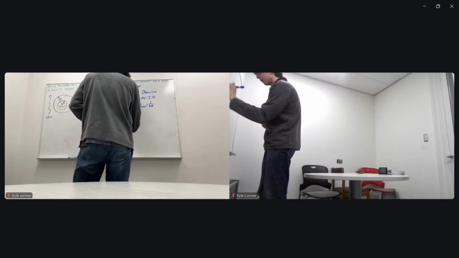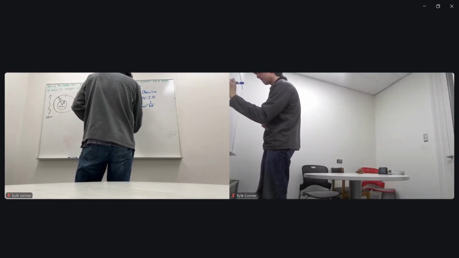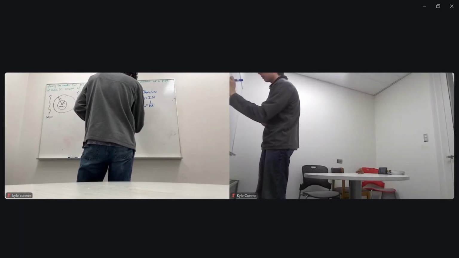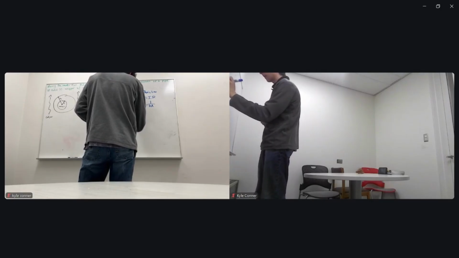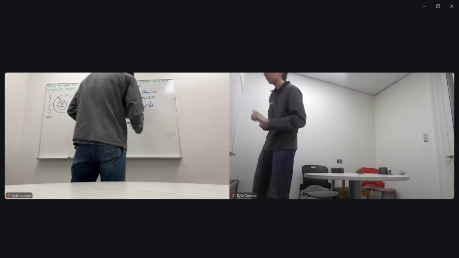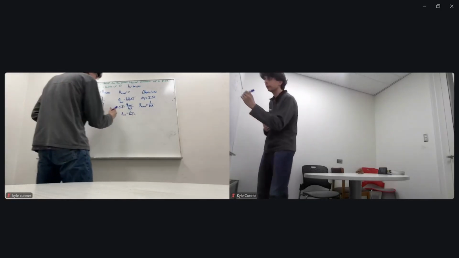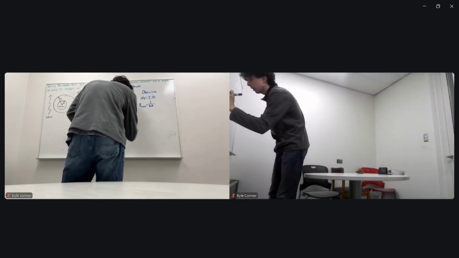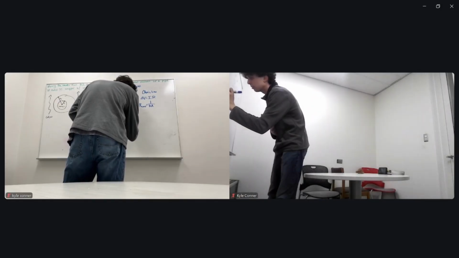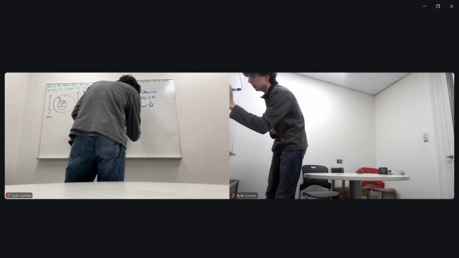And our area of convection is 2 pi R2 and then height h1. So now we can add these all up together. First we'll write out our convection, which is 1 over h 2 pi R2 h1.